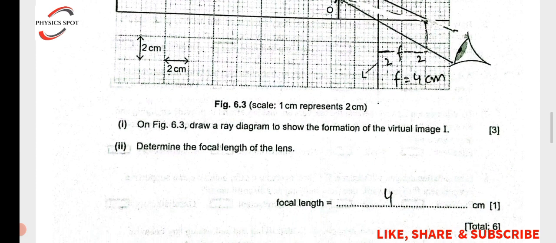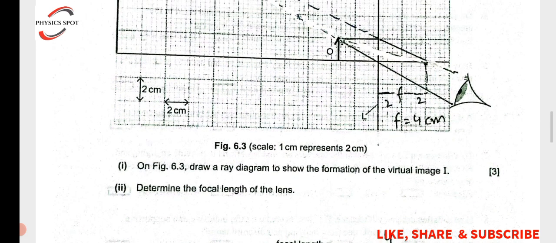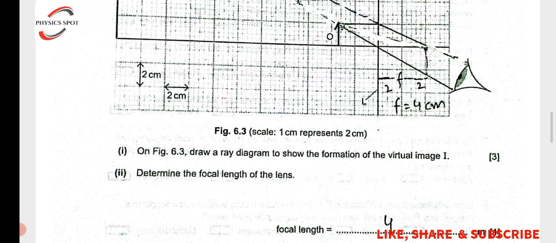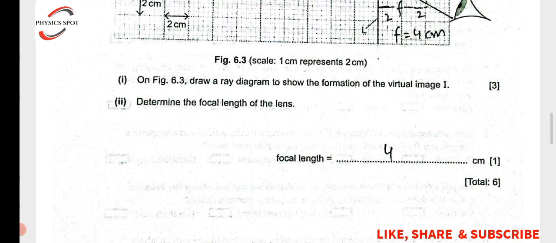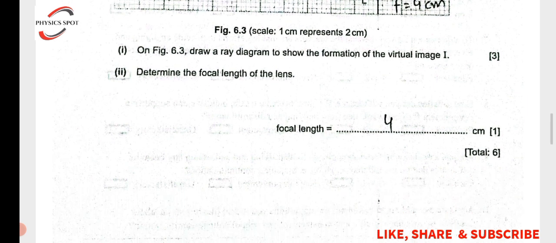Determine the focal length of the lens. So to find the focal length, what is the focal length? Focal length is the distance between the optical center, or center of the lens, and the focus point. The distance between the focus point and the center of the lens is called focal length. So this will be 2 plus 2, 4 centimeter. Okay, focal length is 4 centimeter, calculated here.